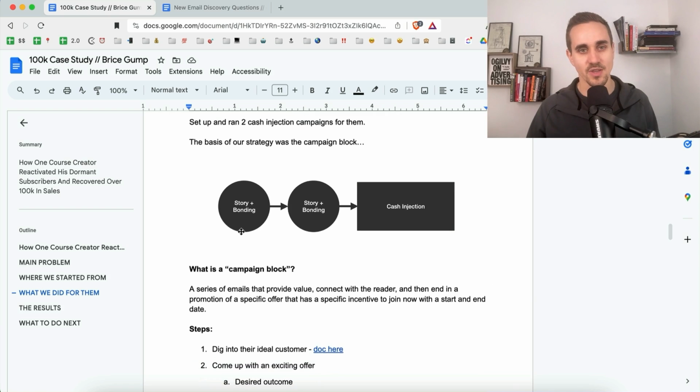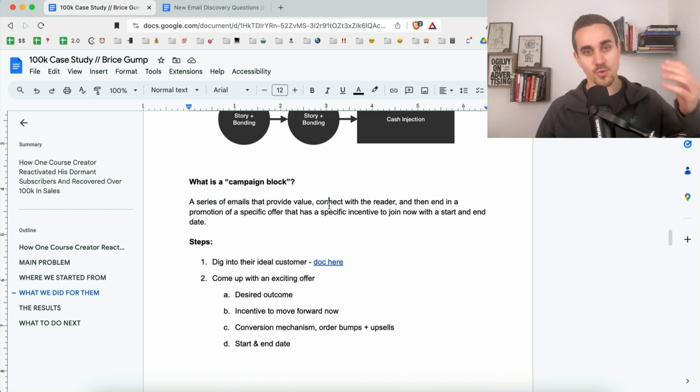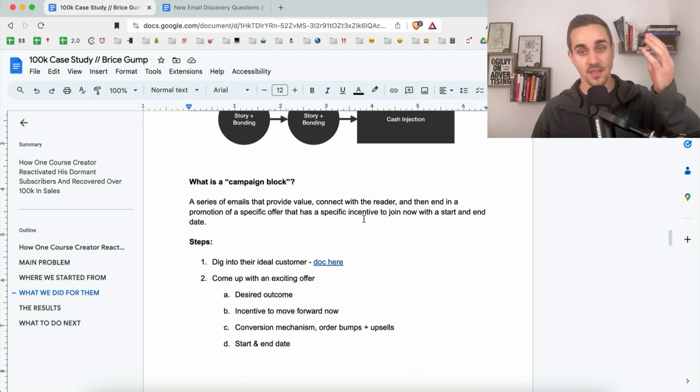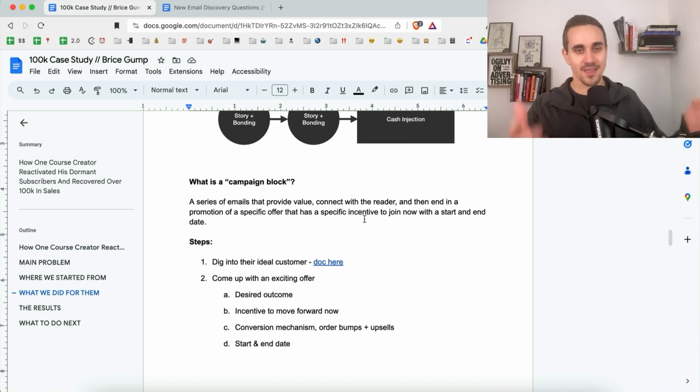So what you can see here is we have a series of emails that go out, and the whole goal of these emails is to bond with people and get people excited to read our emails. We want to provide value, connect with the reader, and then have a specific promotion with a start date and an end date and an incentive to join. That's what a campaign block is.